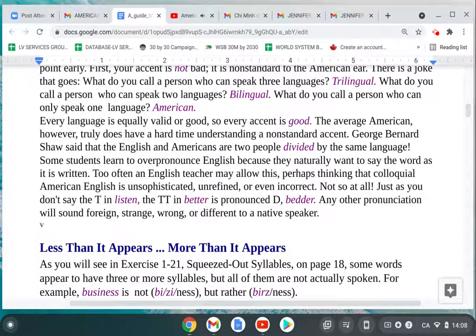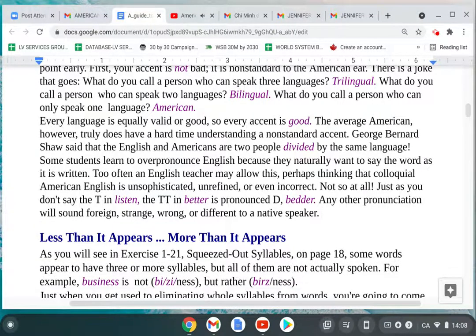Not so at all. Just as you don't say the T in listen, the double T in better is pronounced D, better. Any other pronunciation will sound foreign, strange, wrong, or different to a native speaker.